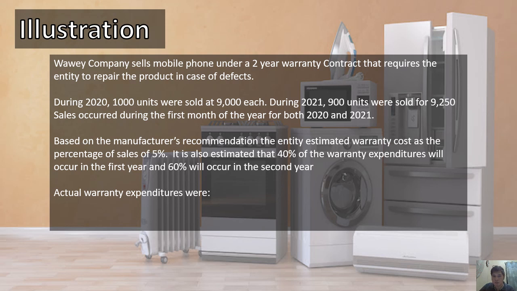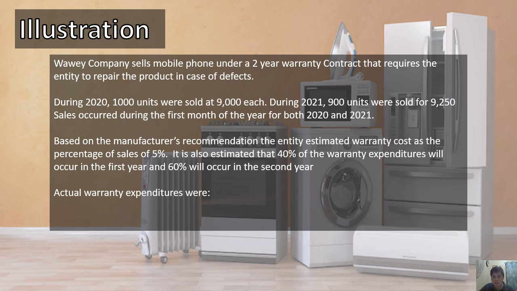So additional information. Based on the manufacturer's recommendation, the entity estimated warranty cost as a percentage of sales of 5%. And it's also estimated that 40% of the warranty expenditures will occur in the first year and 60% will occur in the second year.